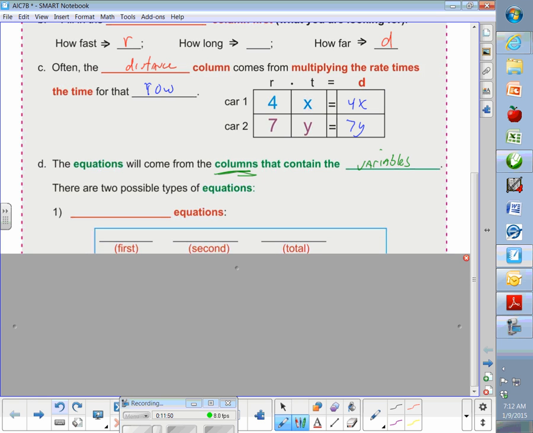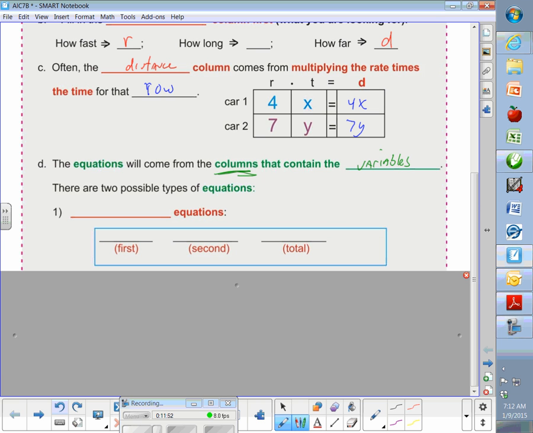Now within that, there are two possible types of equations. What kind of an equation will, for example, the time equation be? What kind of an equation, for example, will a distance equation be? Well, there are two types of equations. The first type is a total equation, and a total equation has this template. The first plus the second will always equal total.